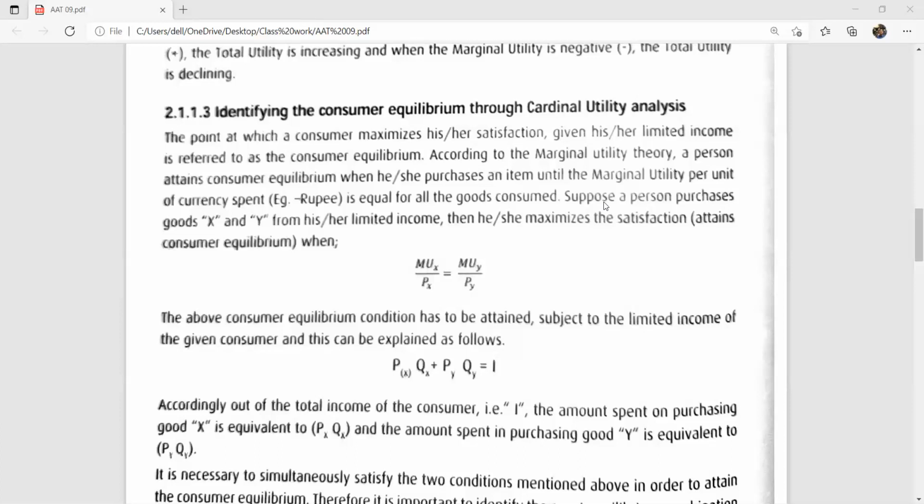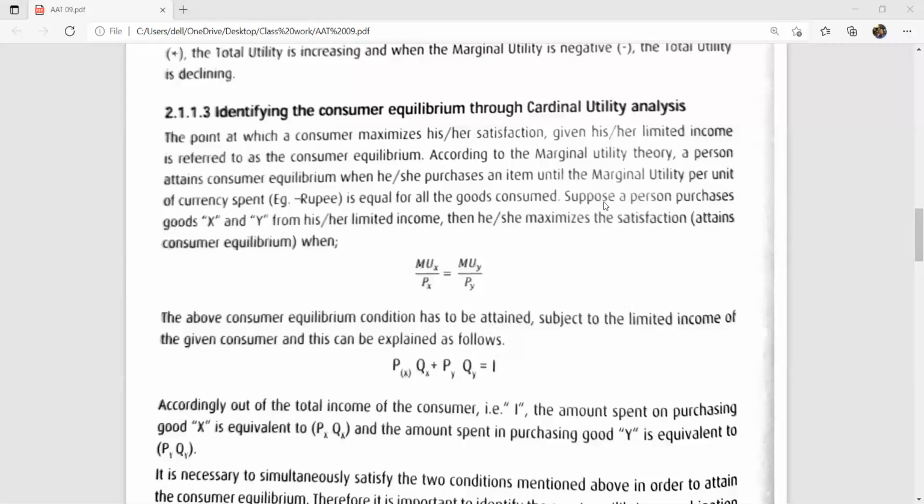Consumers are purchasing two goods like X and Y and spend a particular amount to achieve maximum satisfaction. Actually, such a condition is called the equimarginal principle. Equimarginal principle. Simply, marginal utility per currency spent on each good is the same.